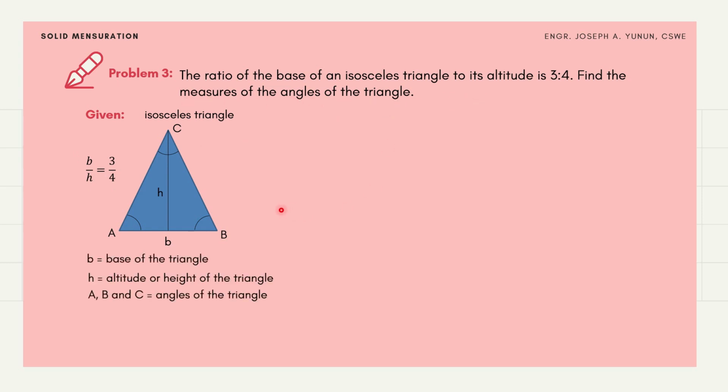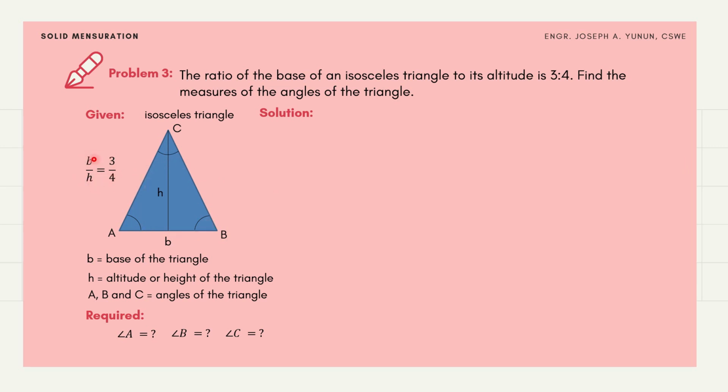So the required will be the angles of the triangle, which are angle A, angle B, and angle C. As you notice here, I have provided some of the definitions. B is the base of the triangle, and H represents the altitude or the height. Then A, B, and C, which are capital letters, are the angles of the triangle. Based on the solution, we have no other given but this one.